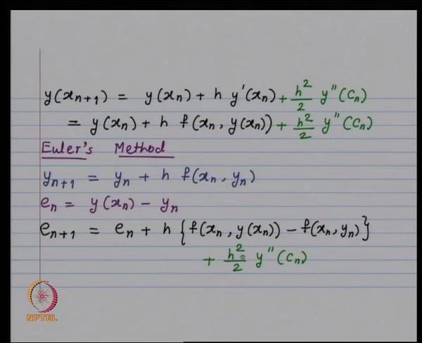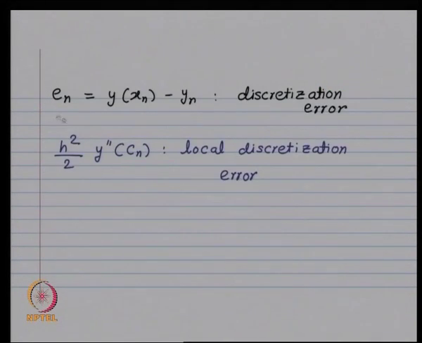So, here the local discretization error, one says that it is of the order of h square. Assuming y to be twice differentiable, this can be dominated by a constant. So, E n, which is y x n minus y n, is known as discretization error, and h square by 2 y double dash c n is known as the local discretization error. So, now we are going to look at the total error in the Euler's method.